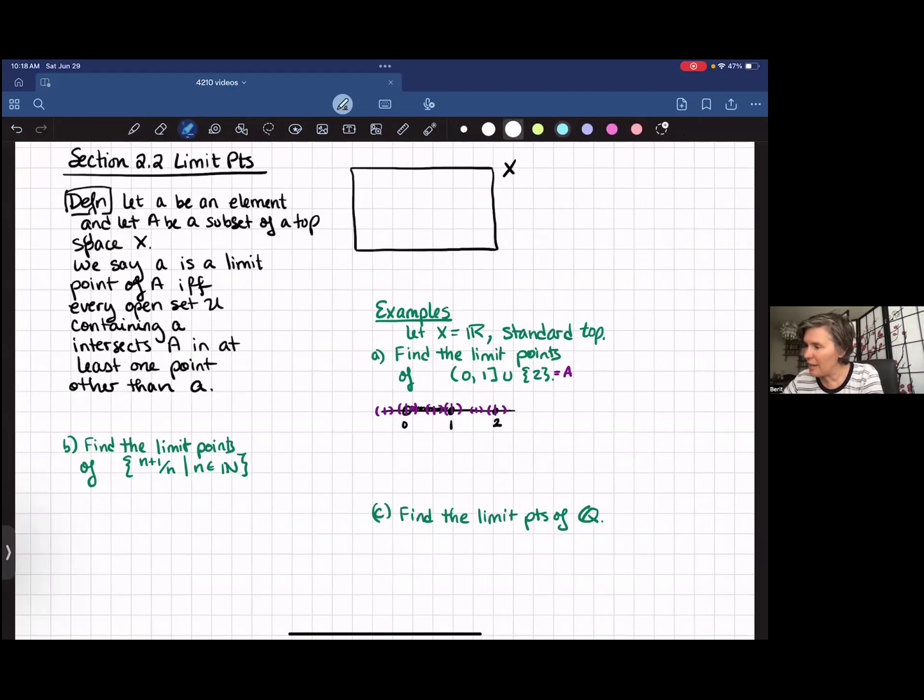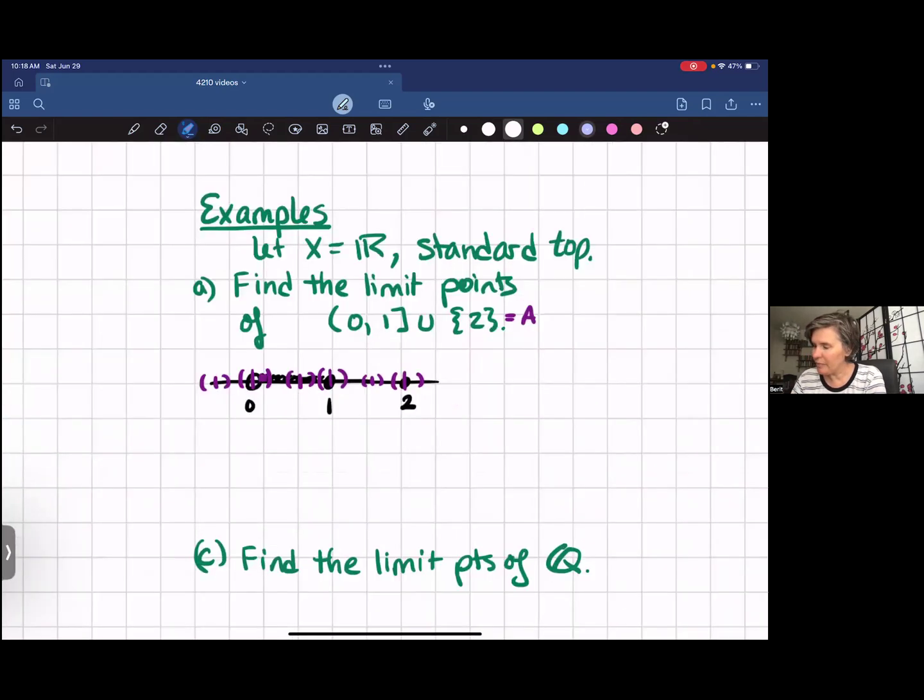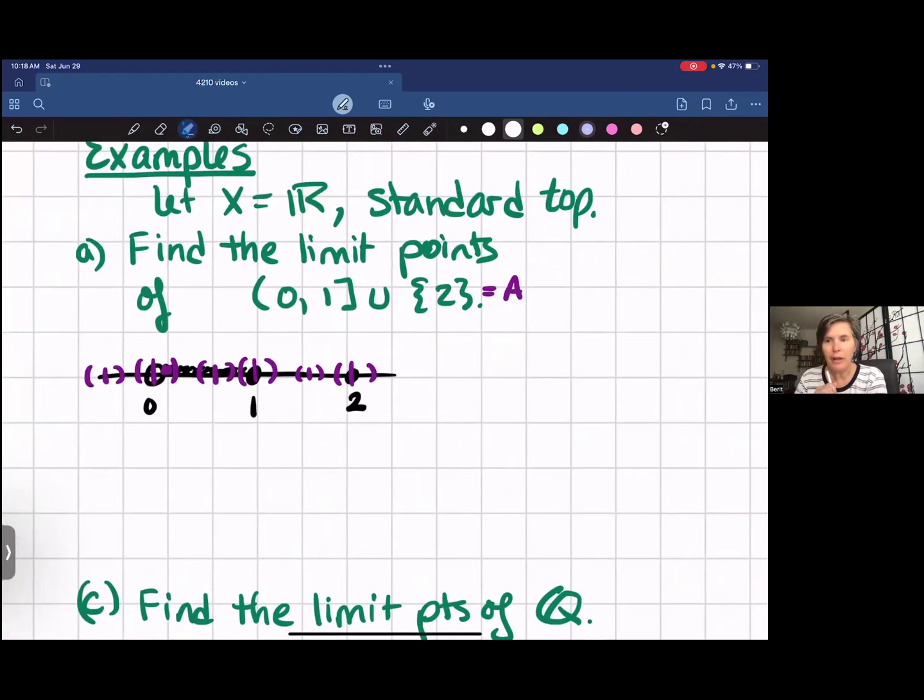So this other than A part right here, when I look at the number 2 over here and I draw a little interval around it, maybe I draw the interval that goes from 1.5 to 2.5. That's an interval U. It's an open set that doesn't contain any points of A other than 2. So 2 is not a limit point.